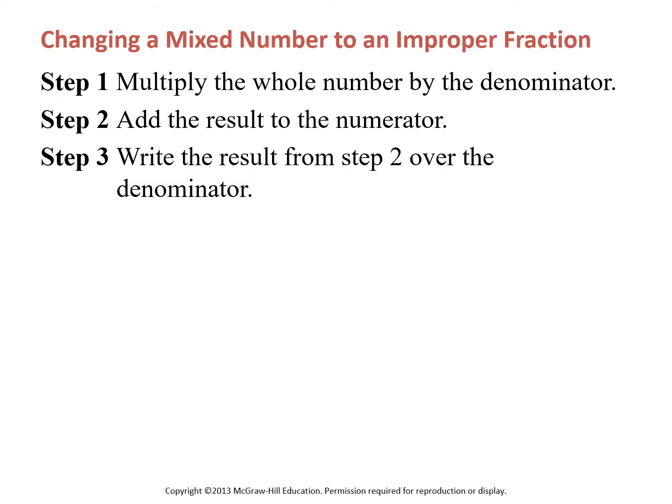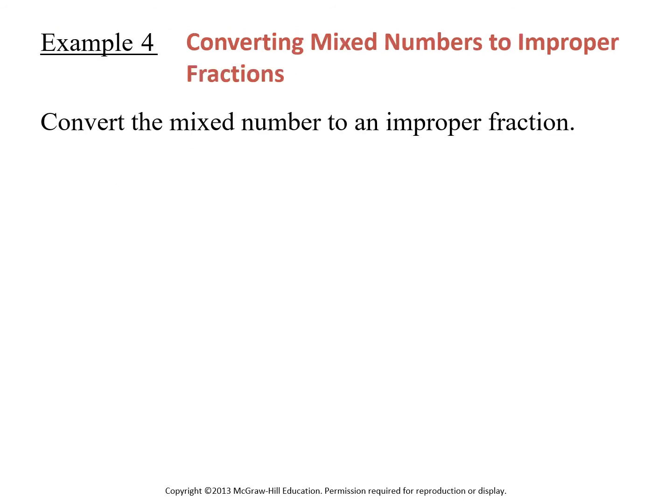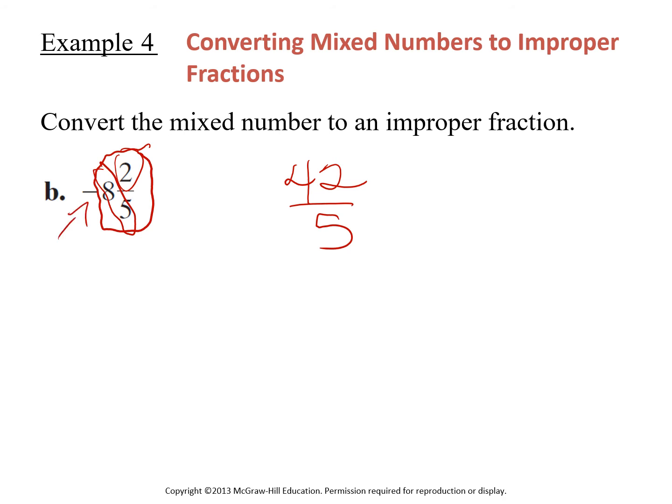Okay, if we want to change a mixed number to an improper fraction, there are some steps that we can follow. We're going to multiply the whole number times the denominator. 7 times 4 is 28. We add the numerator and put the whole thing over the denominator. So it's going to be 29/4. Here we're going to recognize that this whole quantity is negative, and 8 times 5 is 40, plus 2 is 42/5, and then it will still be negative.